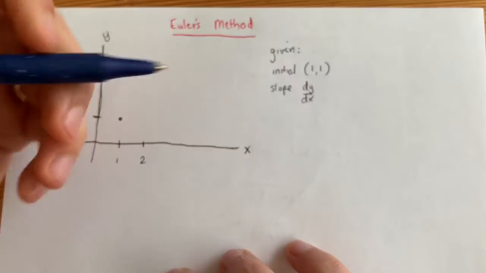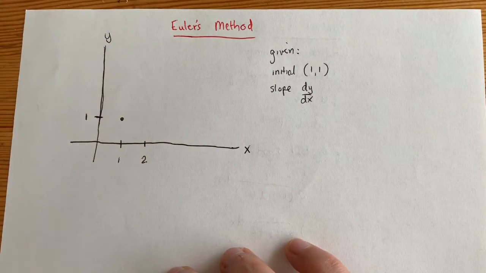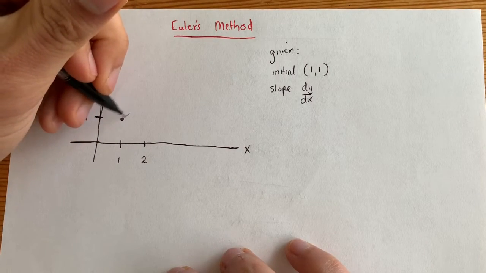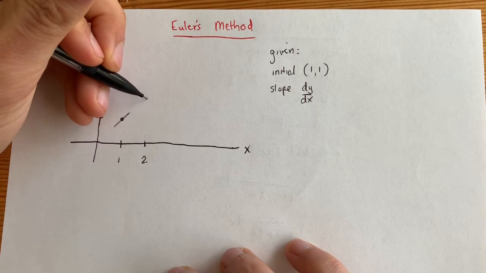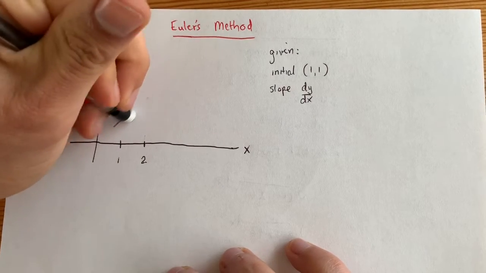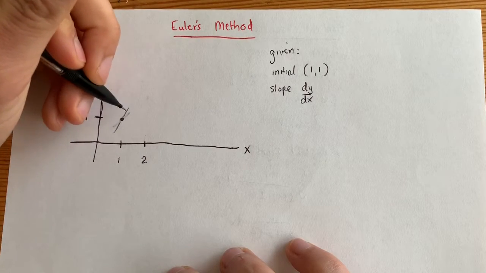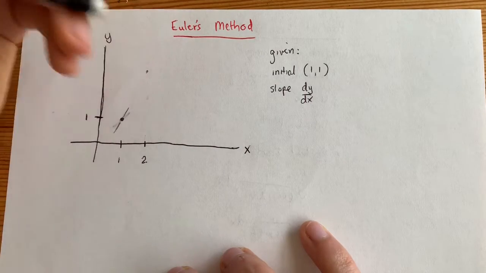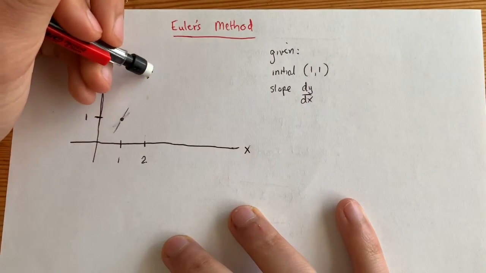So if I told you we started here and I was able to tell you the slope, you should be able to estimate where the point would be at 2. For example, let's say the slope is like this at (1, 1). That would take us to about here for where 2 would be. If I plugged in and got a different slope, say very steep, you could estimate that 2's value would be way up here.